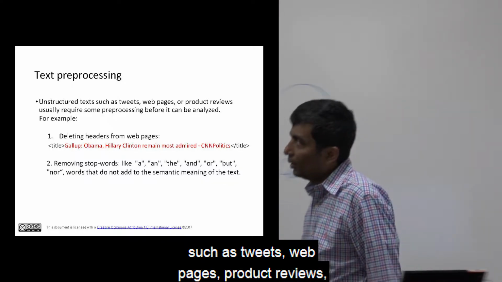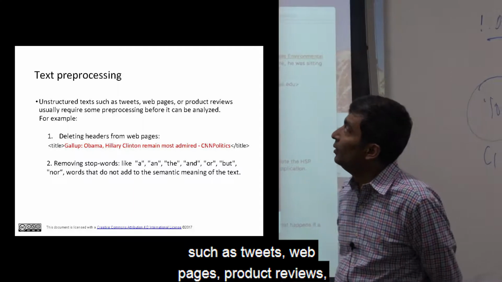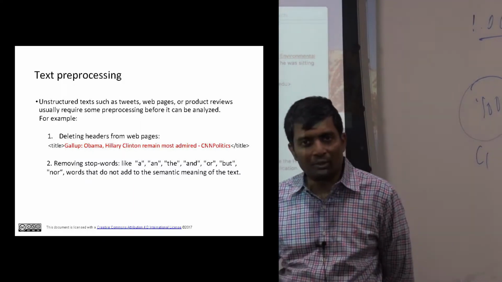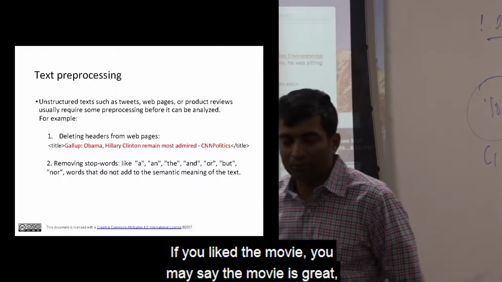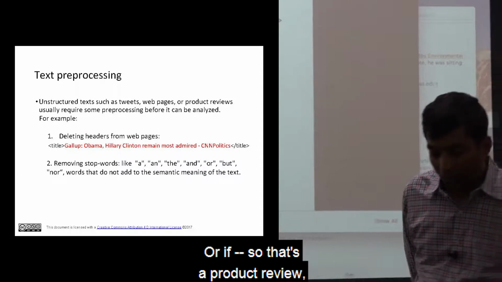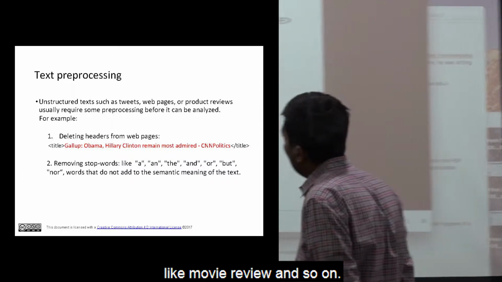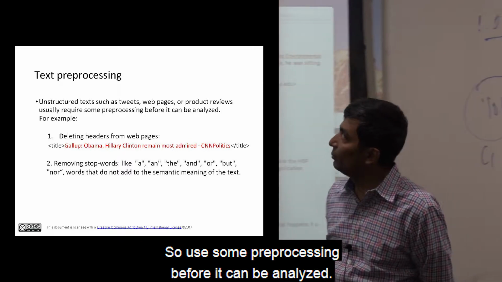So now I try to tell you that unstructured text such as tweets, web pages, or product reviews. Product reviews means when you watch some movies, sometimes you post a review, right? If you like the movie, you may say that the movie is great, please watch it. That's a product review, like a movie review and so on. So we use some pre-processing before it can be analyzed.